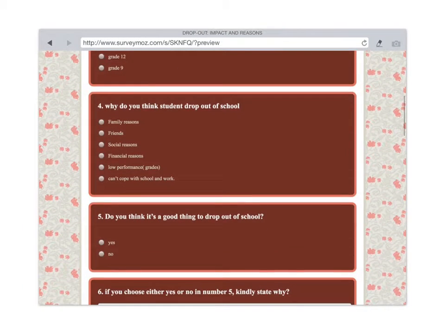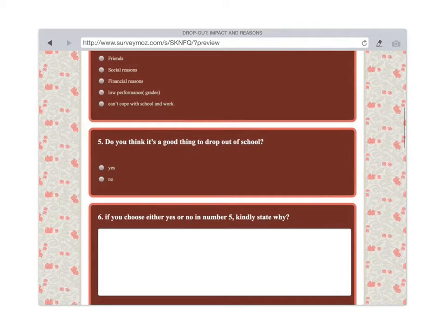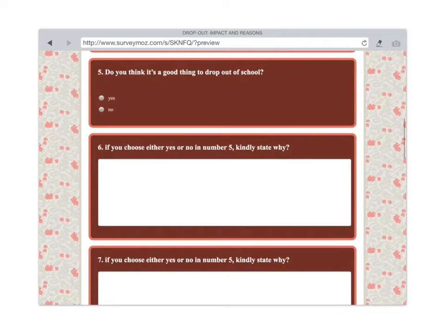Be careful when you get to something like question 5. You're asking a question there, do you think it's a good thing to drop out of school? And you provided a yes or no answer. Question 6, if you read it, is exactly the same as question 7. And so in the wording, if you want them to elaborate on their answer, you could possibly say, if you chose yes, please provide reasons why. And then question 7, you could say, if you answered no in question 5, please provide some reasons why.